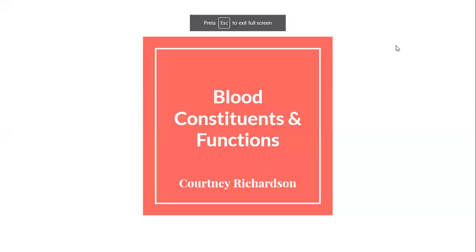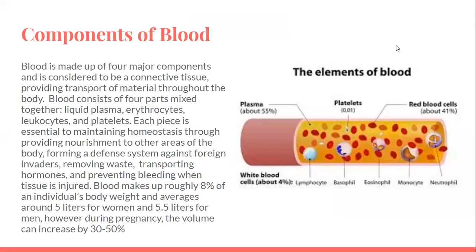So, first off, let's talk a little bit about the components of blood. It is made of four major components and considered to be a connective tissue, providing transport of material throughout the body. Blood consists of four parts mixed together: plasma, erythrocytes, leukocytes, and platelets. Each piece is essential to maintaining homeostasis through providing nourishment to other areas of the body, forming a defense system against foreign invaders, removing waste, transporting hormones, and preventing bleeding when tissue is injured.